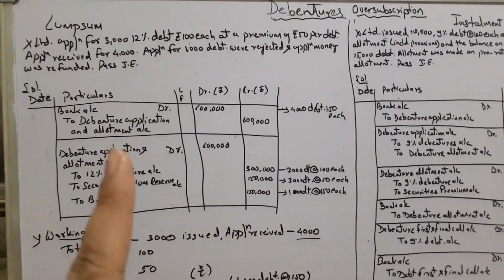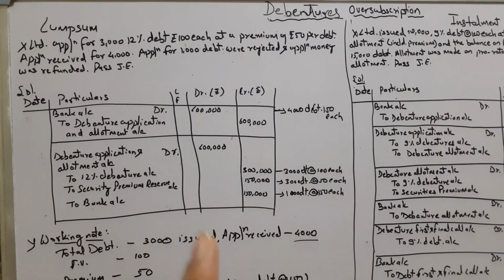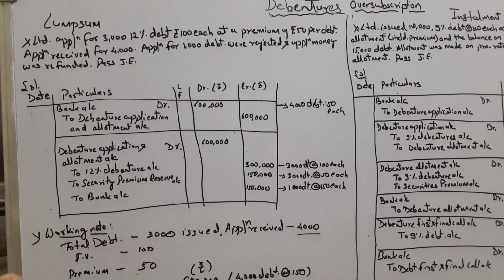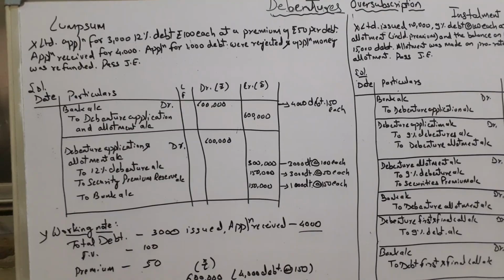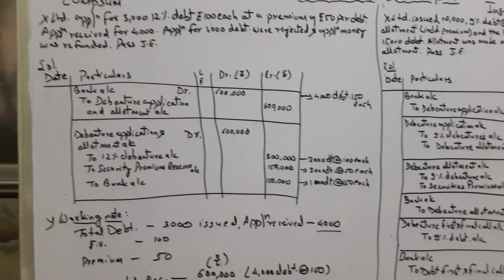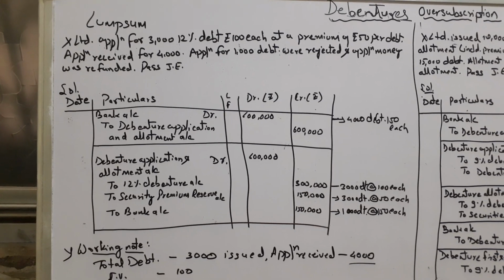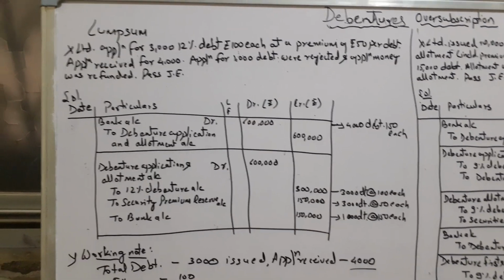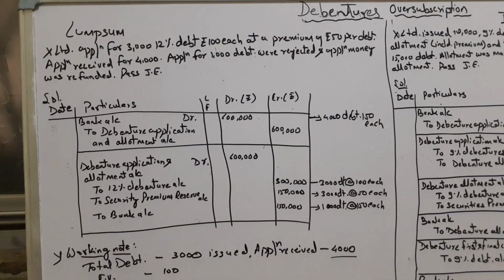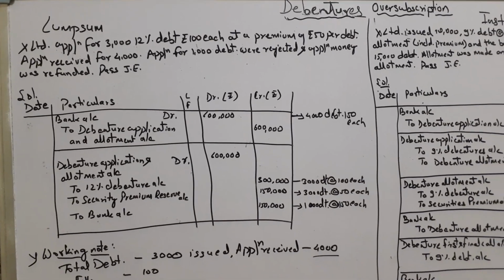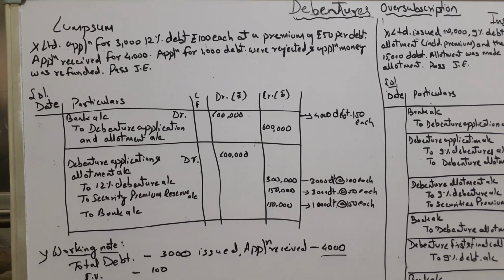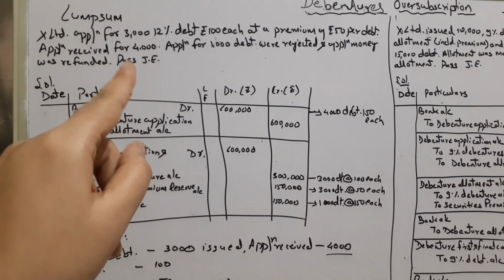So let's first take the lump sum case, that means the entire amount is paid on the first stage only. There is no other stage. In the first stage, entire amount has to be paid. So as you can see the question, X Limited issued application for 3000 debentures that contains 12% rate of interest. Face value is 100 rupees at a premium of 50 rupees per debenture, and application received for 4000.